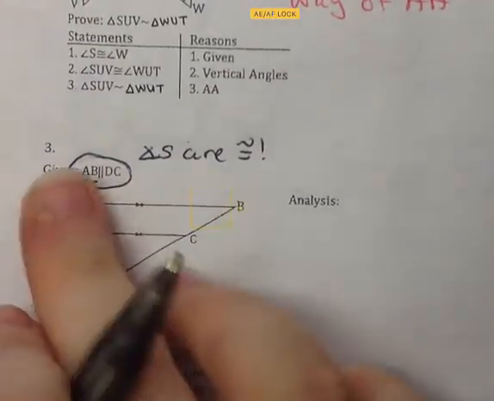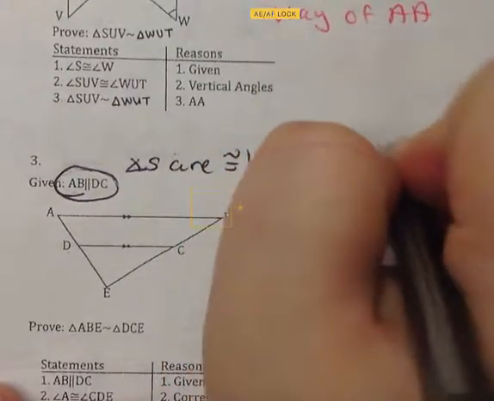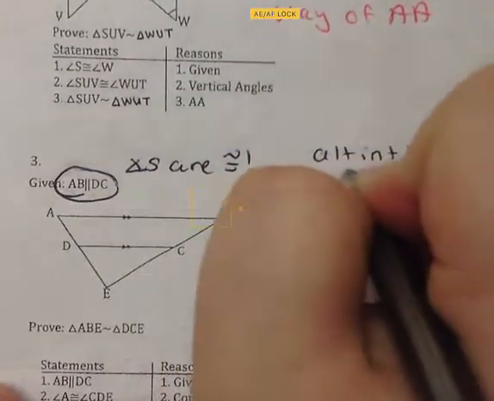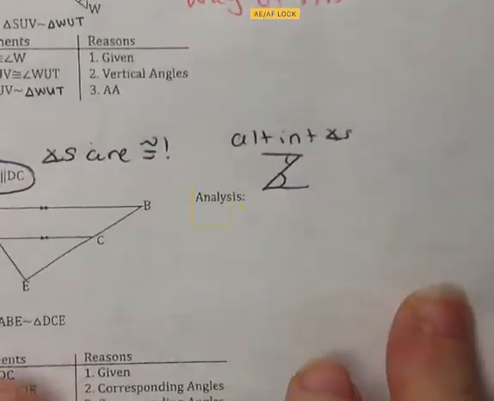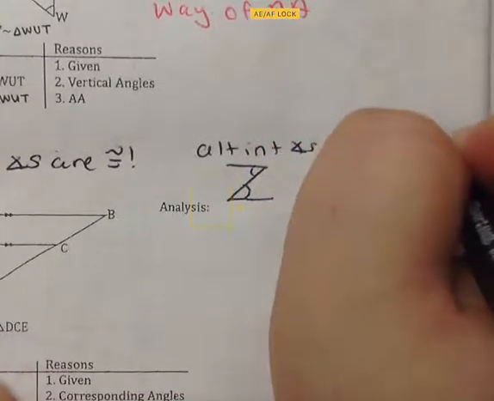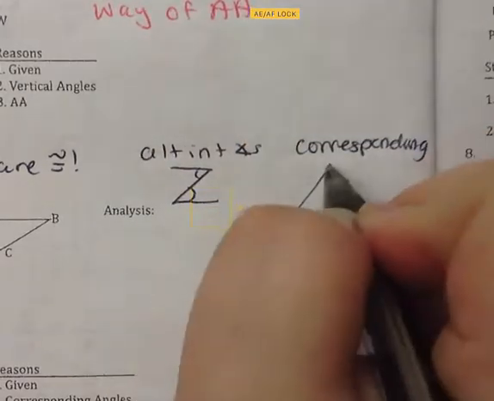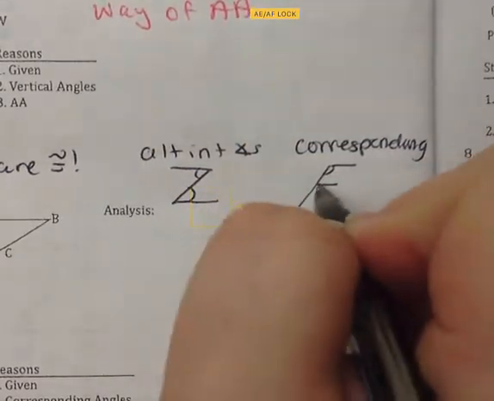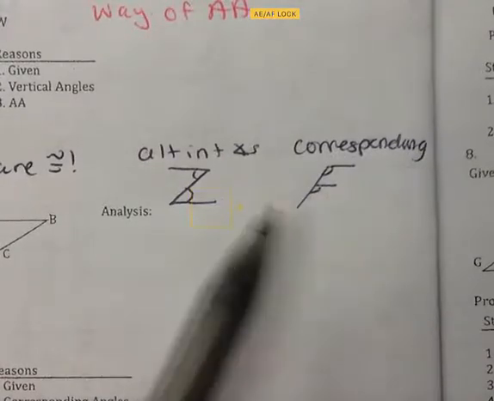Parallel gives us the angles are congruent because if we remember, we could have the alternate interior angles. When we have that Z, it's those corners. But we could also have the corresponding angles. Corresponding angles come from that letter F or like an E, and it's those corners. But make sure you have the bottom corners.